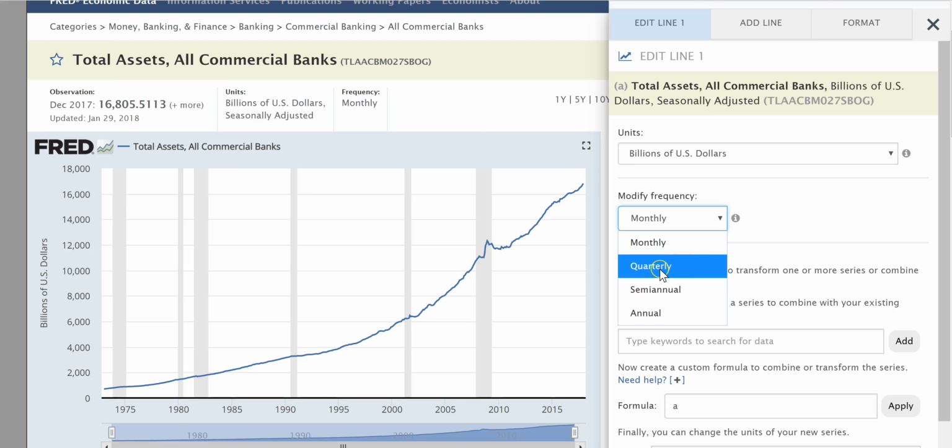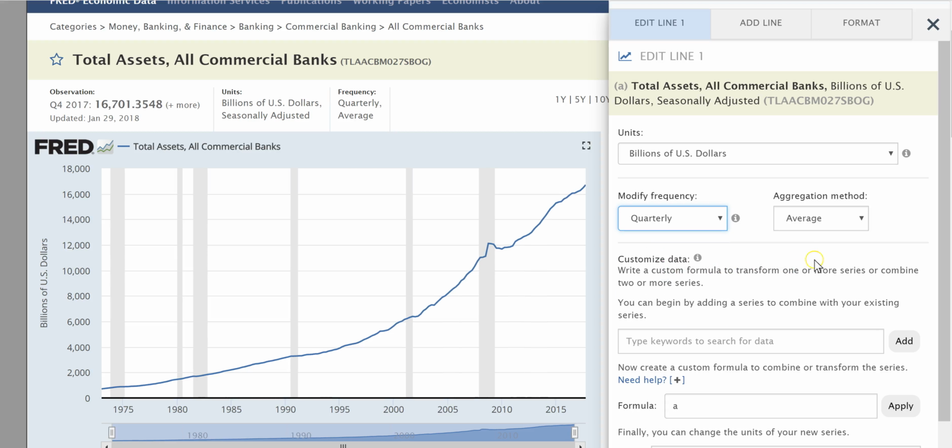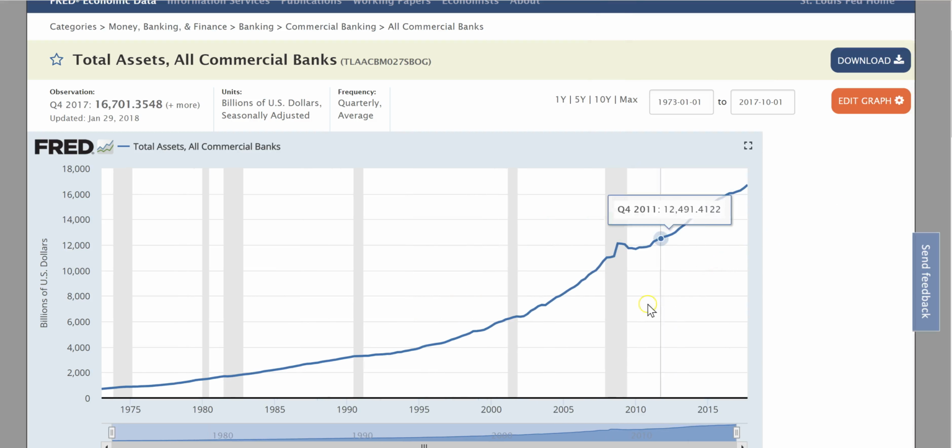You have monthly, quarterly, semi-annual, and annual. So in this case, we change to quarterly. You don't have to care too much about this aggregation method, just use the default. Now, if you close this box, you can see now the data is in quarterly format.